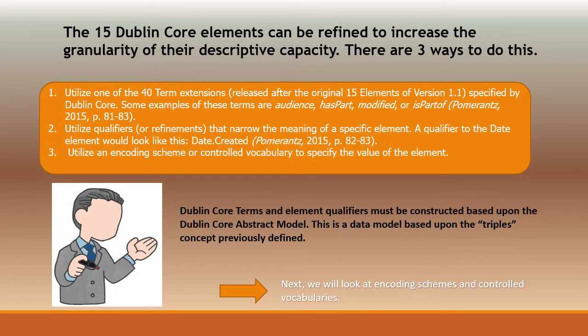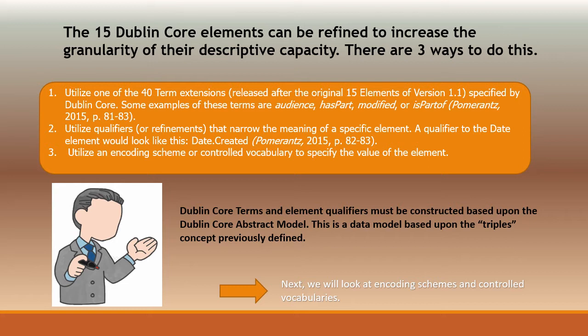The 15 Dublin Core elements can be refined to increase the granularity of their descriptive power. There are 3 ways you can do this. First, you could utilize one of the 40 term extensions specified by Dublin Core. Now, these extensions were released after the original Core 15 elements, exactly for this reason.